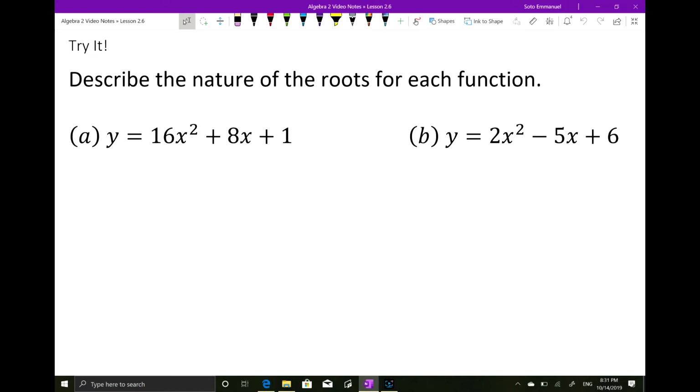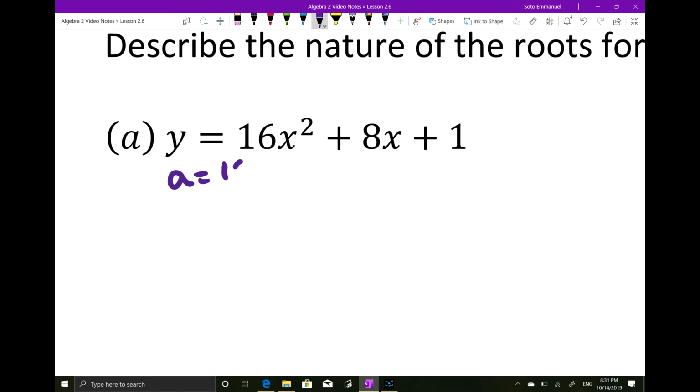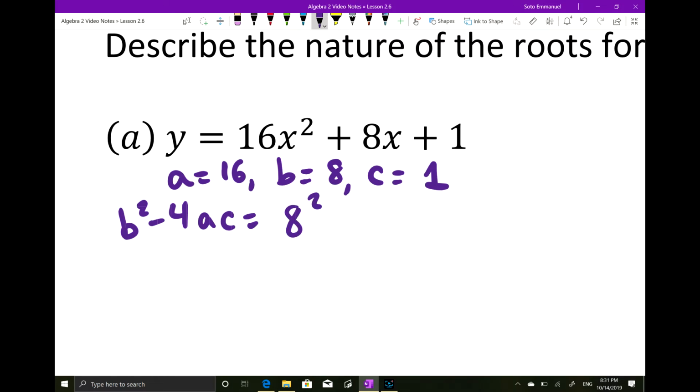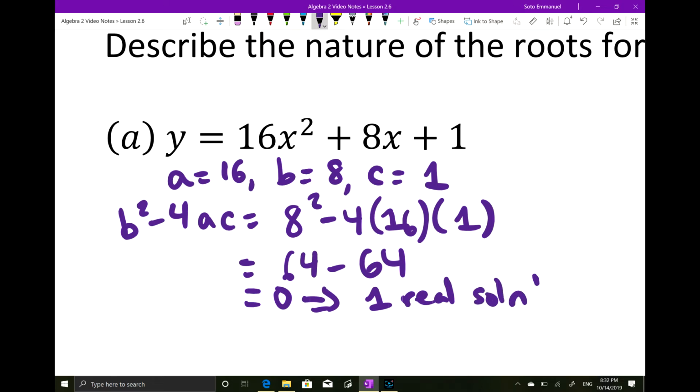Okay, so let's talk about the nature of the roots for each function. So looking at the first one, we know A is 16, B is 8, and C is 1. So let's plug it into the discriminant. So B is 8, so 8 squared minus 4, A is 16, and C is 1. All right, so 8 times 8 is 64. 4 times 16 is 64, actually. So we actually get 0 out of this, which means we have one real solution.